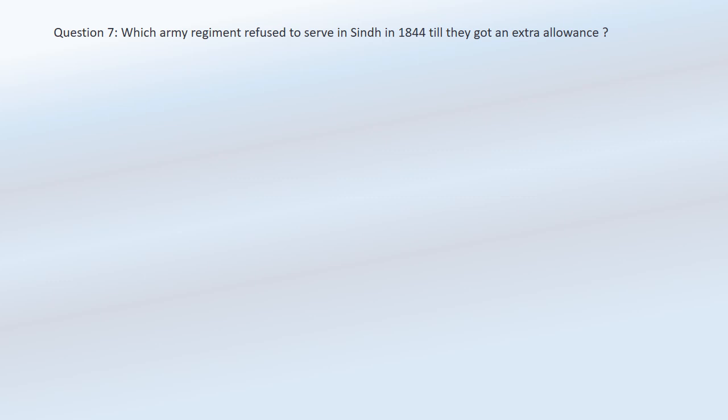Question 7. Which army regiment refused to serve in Sindh in 1844 till they got an extra allowance? A. Punjab Regiment. B. Garhwal Regiment. C. Bengal Regiment. D. Sikh Regiment. Option C is the right answer. Bengal Regiment refused to serve in Sindh in 1844 till they got an extra allowance.